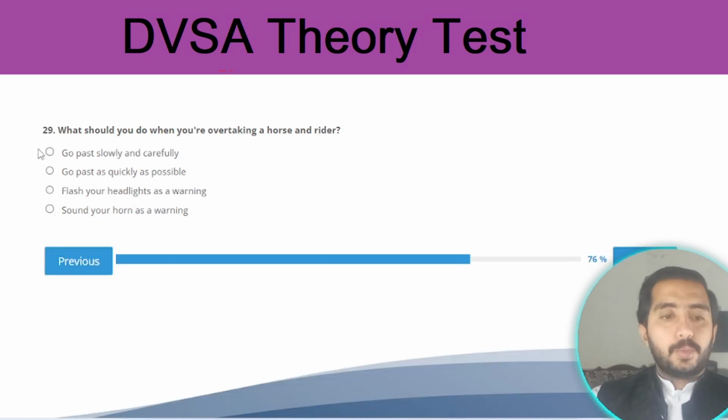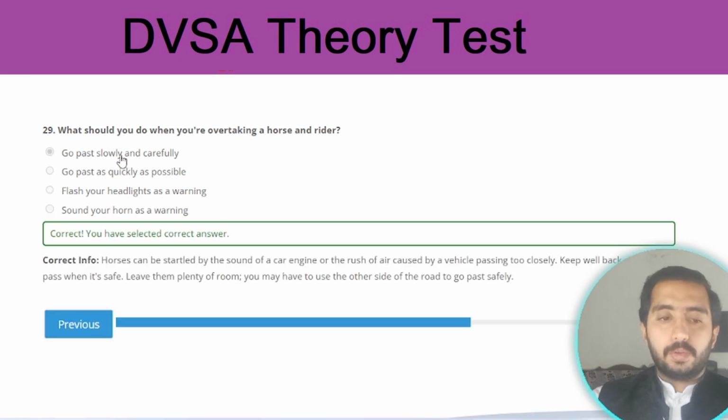Next question. Question number 29. What should you do when you are overtaking a horse or overtaking a rider? The correct option is option A, which is go past slowly and carefully.